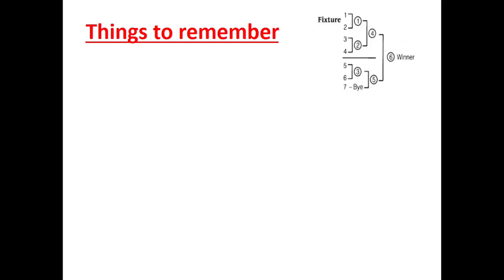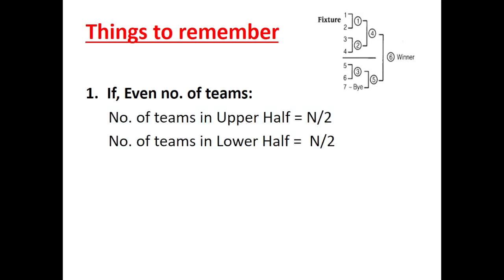Things to remember. Please keep your copy and pens ready, as the pointers that I'm going to tell you right now will help you in other fixture questions as well. The first one is if an even number of teams is given. 16 is an even number of teams. There's a formula for it. The number of teams in the upper half equals n by 2. The number of teams in the lower half equals n by 2. So this is for an even number of teams.